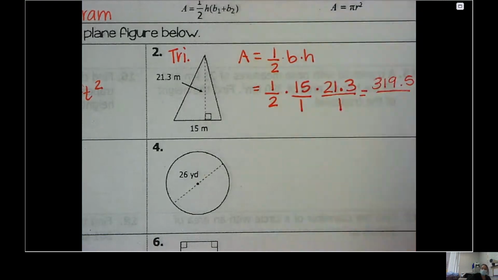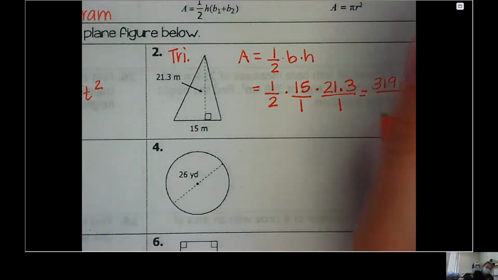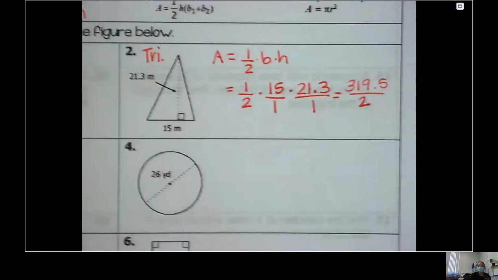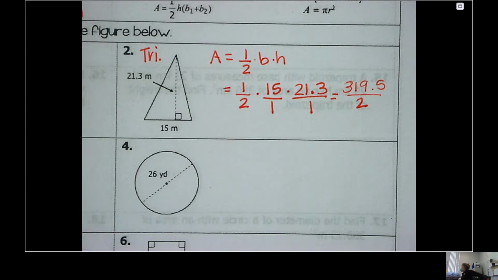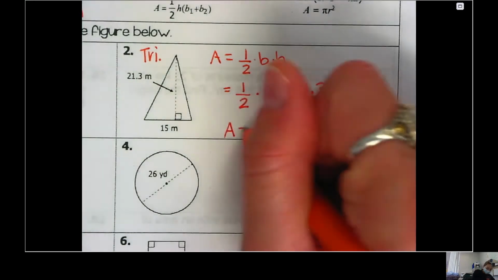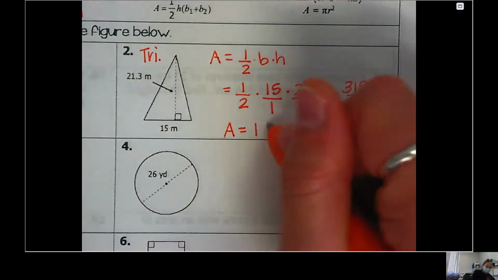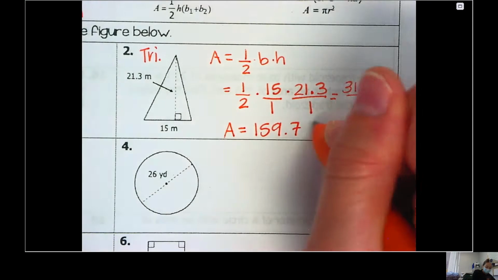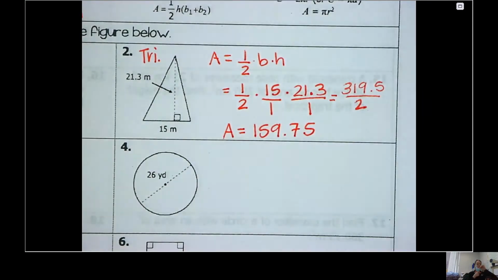Three, 319.5. Good. Okay. And then I'm just going to multiply on the bottom. What's 2 times 1 times 1? 2. So essentially, all you're doing is you're taking 319.5 and you're doing what with it? Dividing by 2. And what do you get as your final answer? 159.75. And then what do I put as my label?